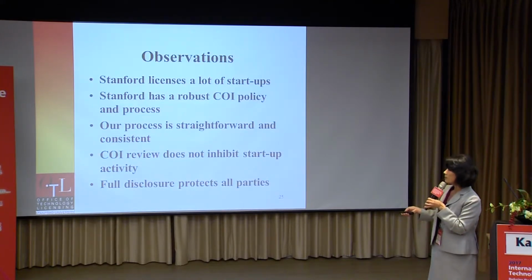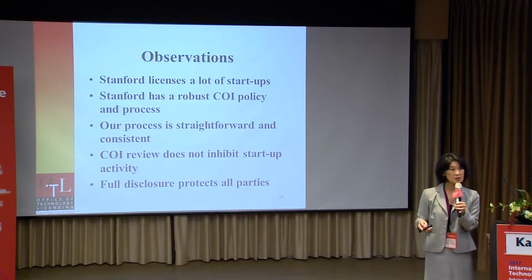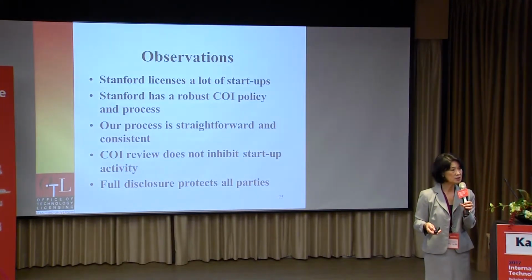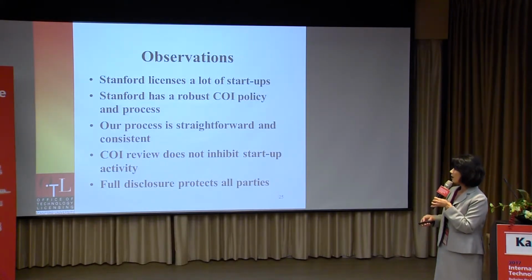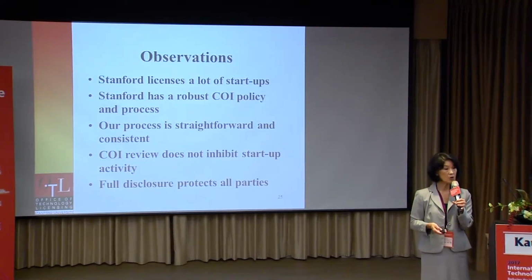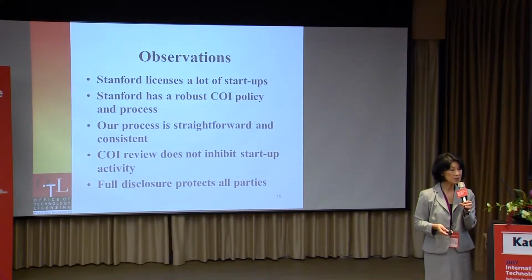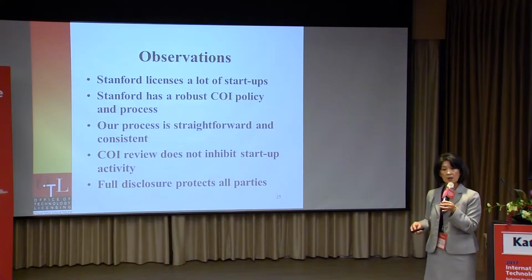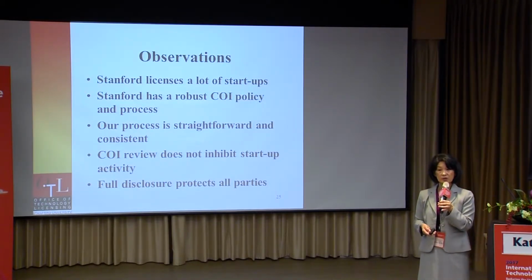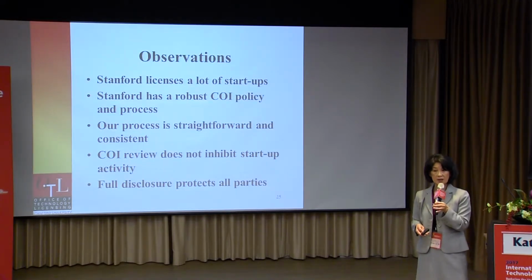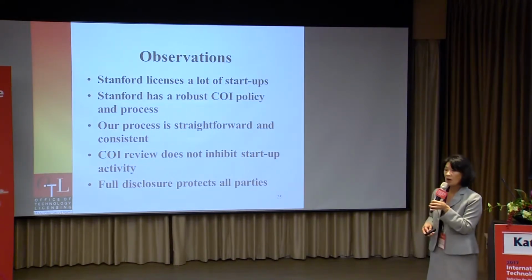So our observations are that we do license a lot of startups. Last year, it was 30-some in 1 year. I feel that we do have a strong, robust conflict of interest policy and process. It's not very bureaucratic. It happens quite quickly. The conflict of interest review can be 1 or 2 days, and often we get an answer right away.